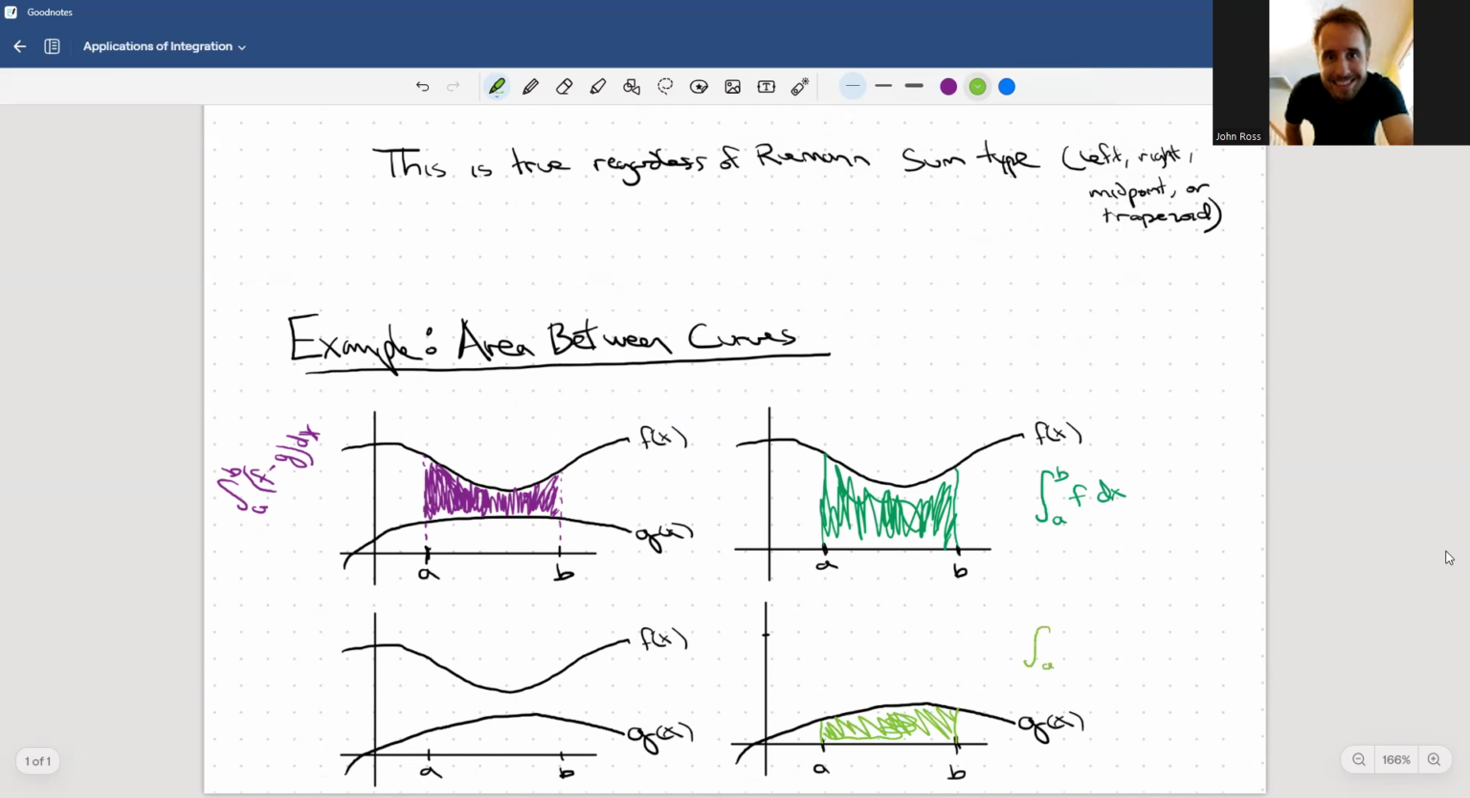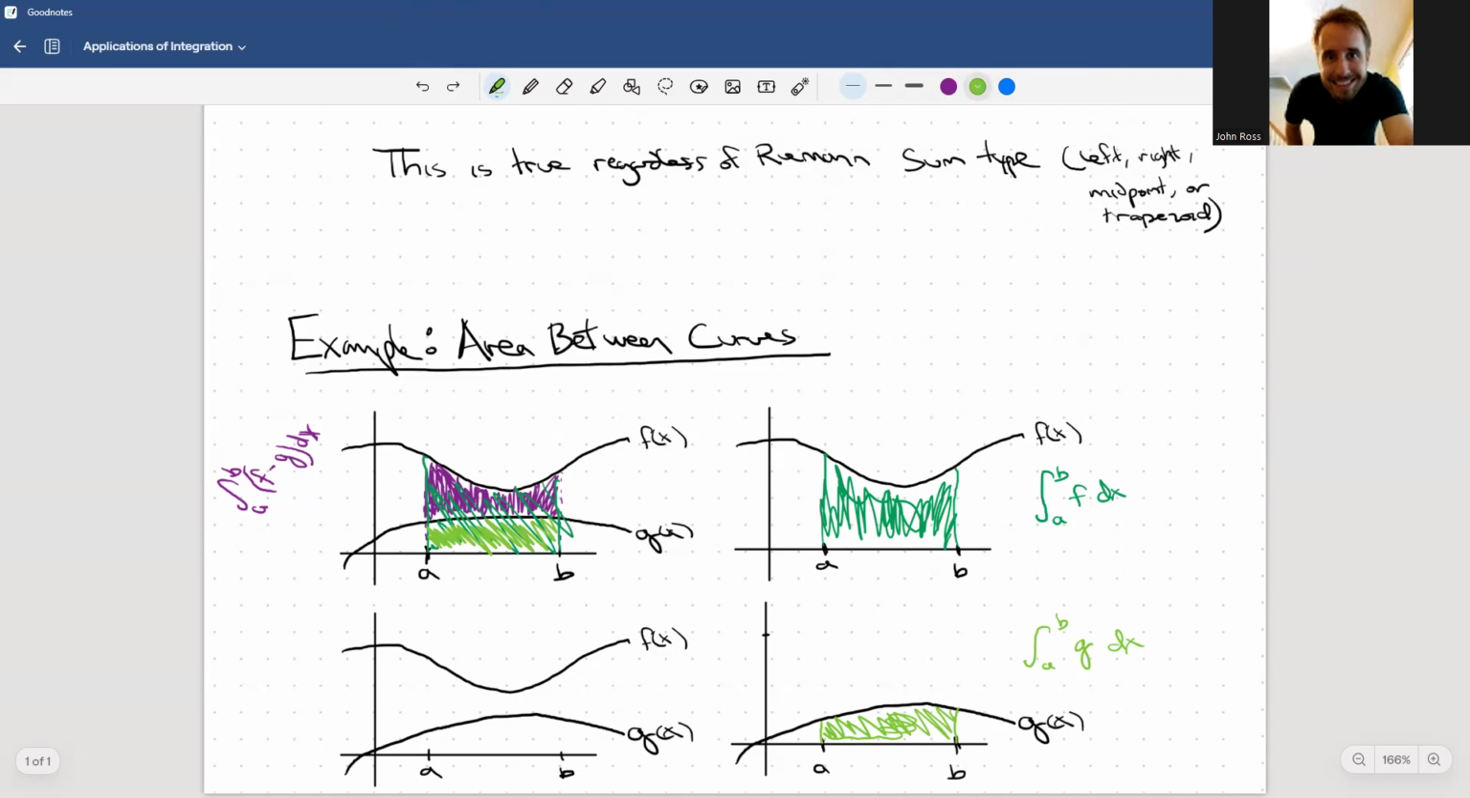Right, then that's just going to be the integral from a to b of g dx. And so what is the purple area? Well, the purple area is literally just the entire big green area. Right, so the big green area was all of this. And then minus the light green area. So the light green area was this area down here, the area under g of x.